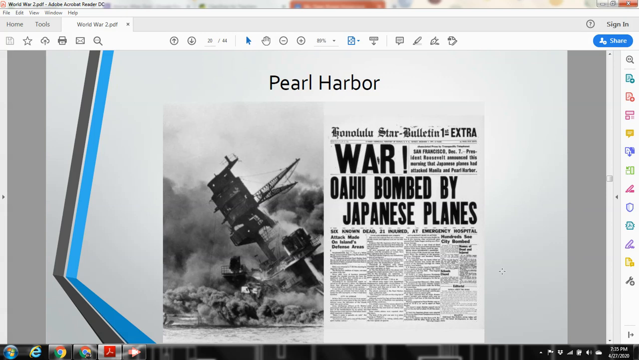Okay, so the attack on Pearl Harbor was on December 7th, 1941. And Pearl Harbor is basically a harbor in the state of Hawaii. So here's an image, and if I'm not mistaken, that is the USS Arizona. Now, this is the Honolulu Star Bulletin. It says, "War! Oahu bombed by Japanese planes."